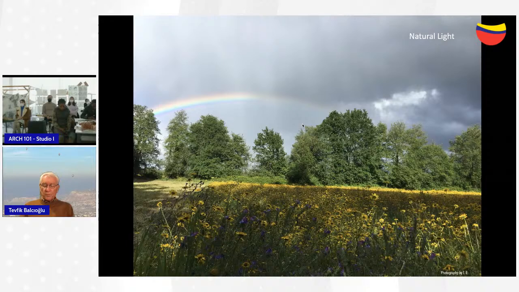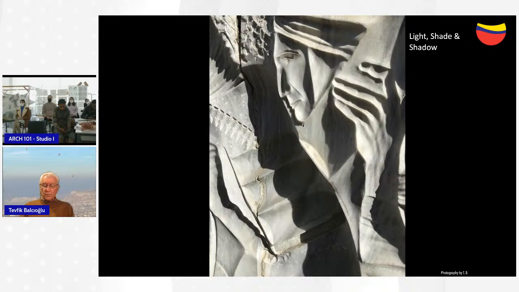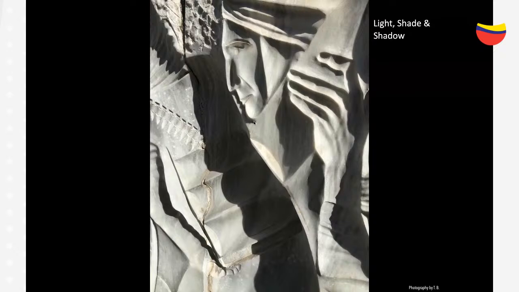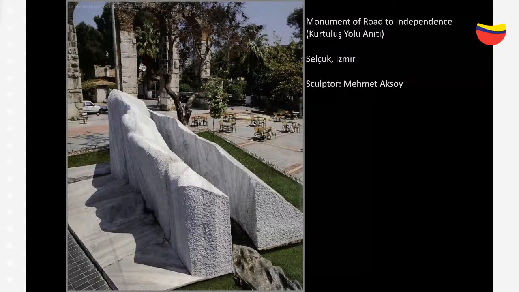Now, from this natural light, let's go to an artificial one. In other words, the light is natural, but the shade and shadow are created artificially. How come? Well, this is a sculpture, a monument. It's called Monument of Road to Independence, Kurtuluş Yolu Anıtı. It's in Selçuk, in İzmir, and the sculptor is a famous Turkish sculptor, Mehmet Aksoy.